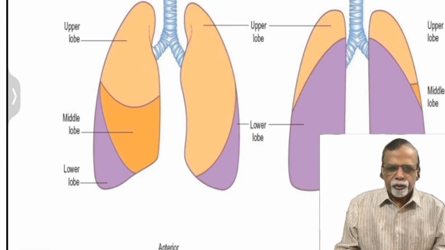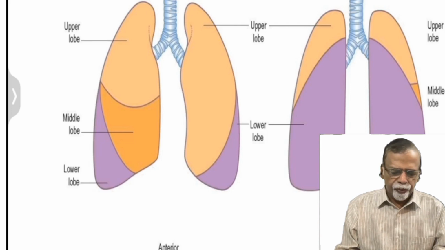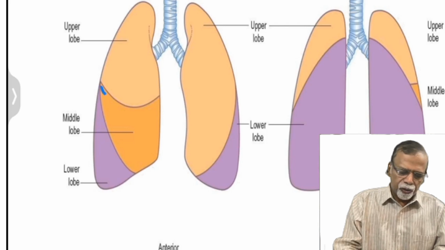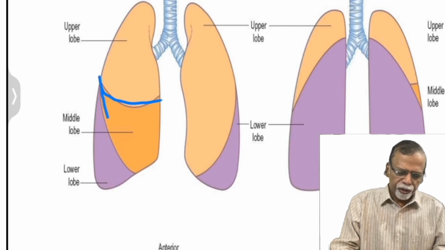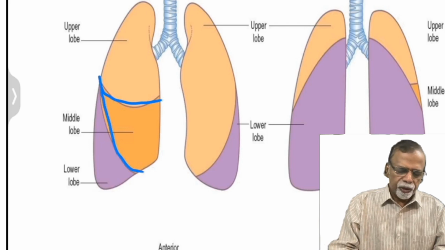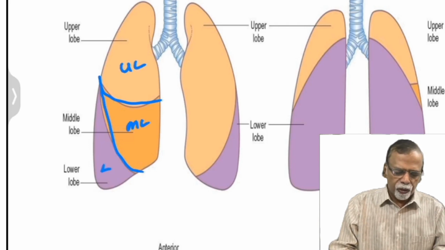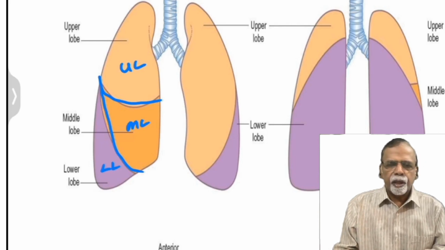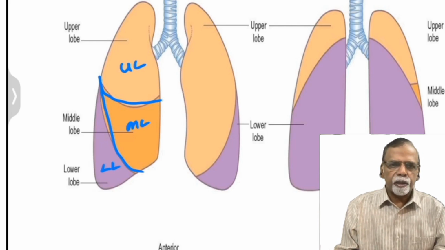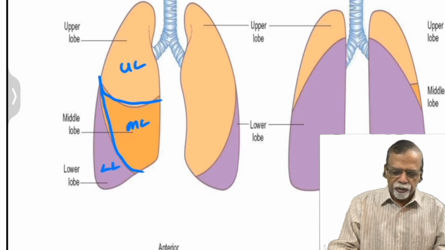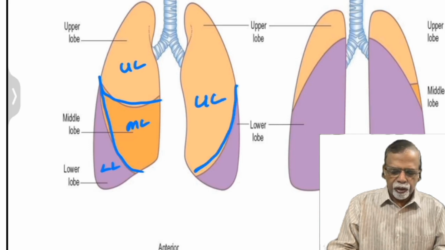Now we come to the lobes, divided by the major fissure and the minor fissure. Major fissure is otherwise called the oblique fissure, and minor fissure is called the horizontal fissure. So this is the horizontal fissure and this is the major fissure. The right lung is divided into 3 lobes: the upper lobe, the middle lobe, and the lower lobe. And you can see that the anterior part of the chest is mainly by the upper lobe and middle lobe. And the left lung is divided by the oblique fissure into an upper lobe and lower lobe.